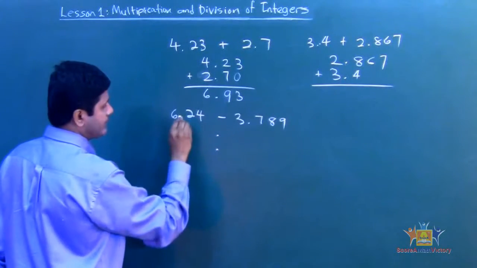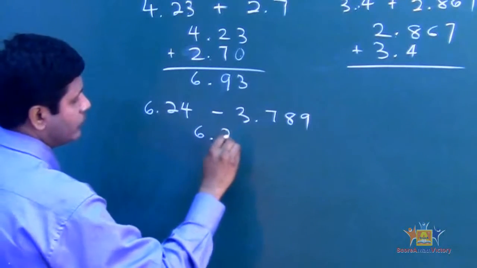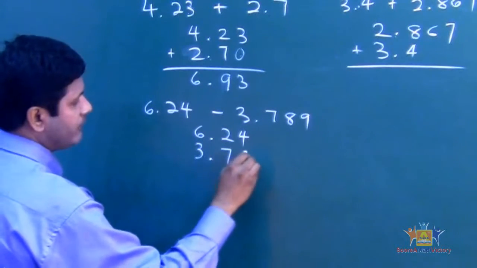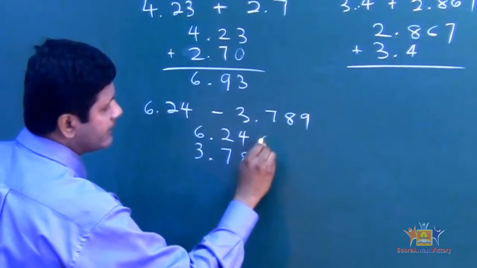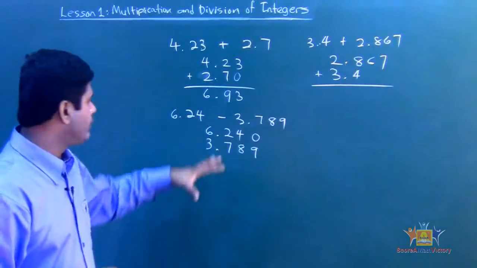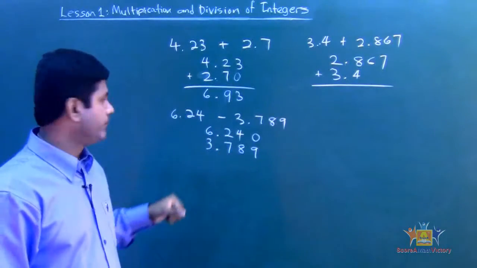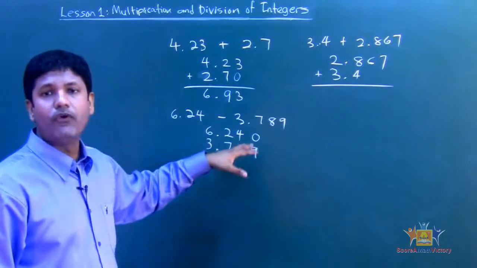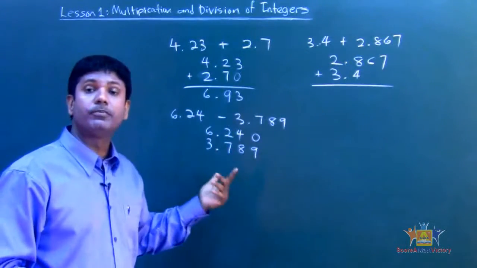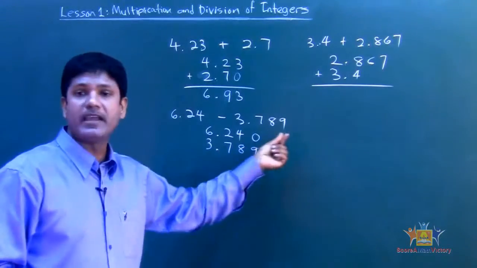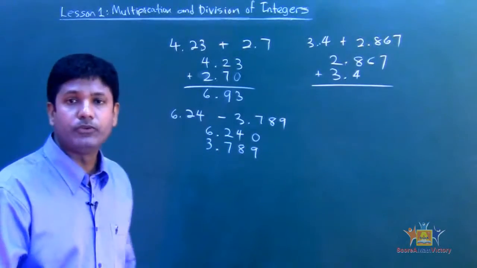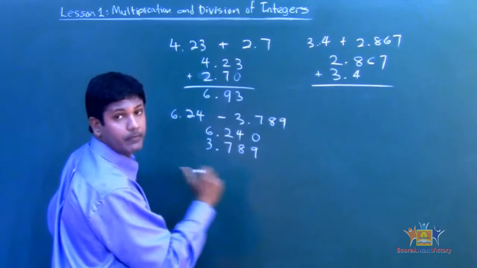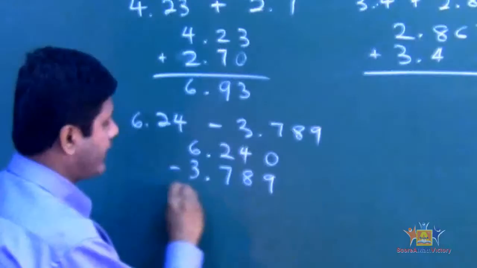What I mean by that? Let's grab that. So I'm going to put 6.24, and then I'm going to bring this one down, 3.789. So I can add a 0. I'm not modifying this problem. I'm not modifying the value of this number. 6.24 with a 0 behind it is still 6.24. You can put as many 0s behind the decimal as you want, they have no value. The purpose of me putting it is so I can line it up with the number below it. Okay, so now I can subtract.